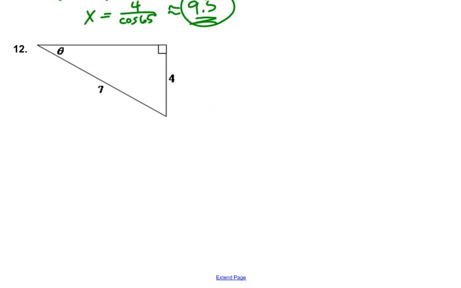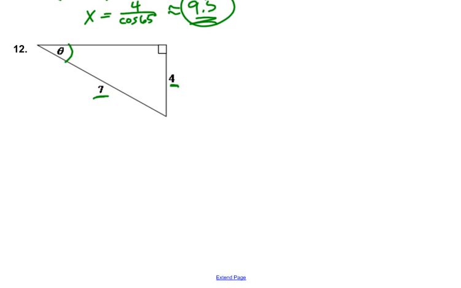However, we've been given two sides, this hypotenuse and this leg of the triangle. We do not know the measure of the angle, and it's an important thing for you to remember that you go about this a little differently when you're finding the measure of an angle versus the measure of a side.